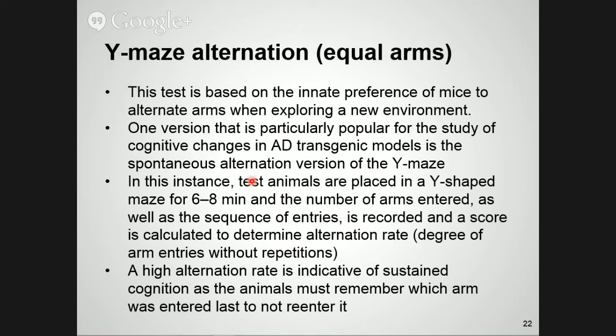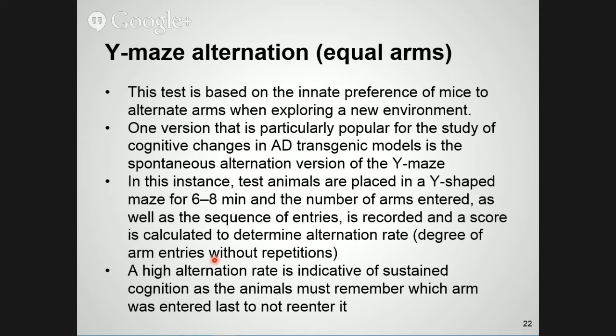And one of the things that you can look for is when you place this animal in this Y-shaped maze in the middle, and then you allow them to get habituated to the maze, then you'll go back and record the number of arms that get entered, as well as the sequence of entries into these individual arms. You label them A, B, and C, for example. You record them, and then you calculate what's known as an alternation rate, the degree of arm entries without repetition.